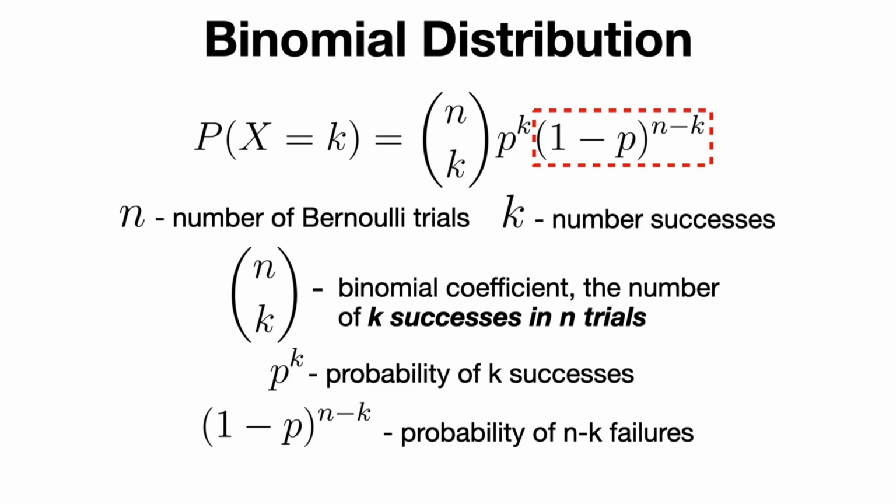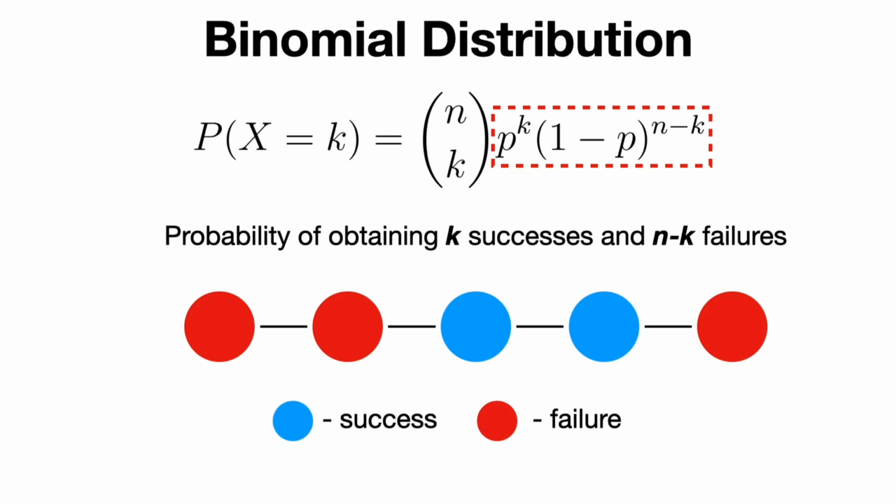Overall, the formula can be interpreted as follows. p to the power of k multiplied by 1 minus p to the power of n minus k is the probability of obtaining the sequence of n independent Bernoulli trials, in which k trials are successful, and the remaining n minus k trials result in failure.